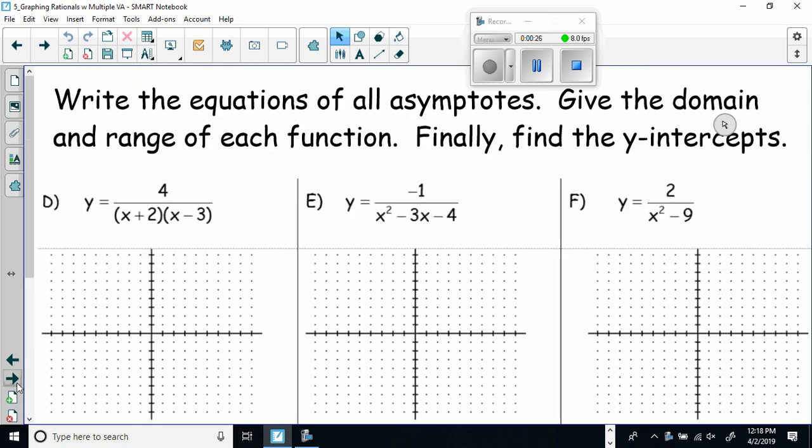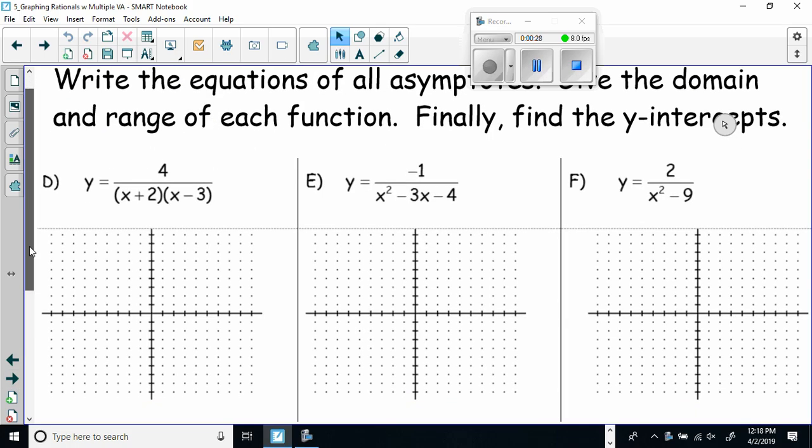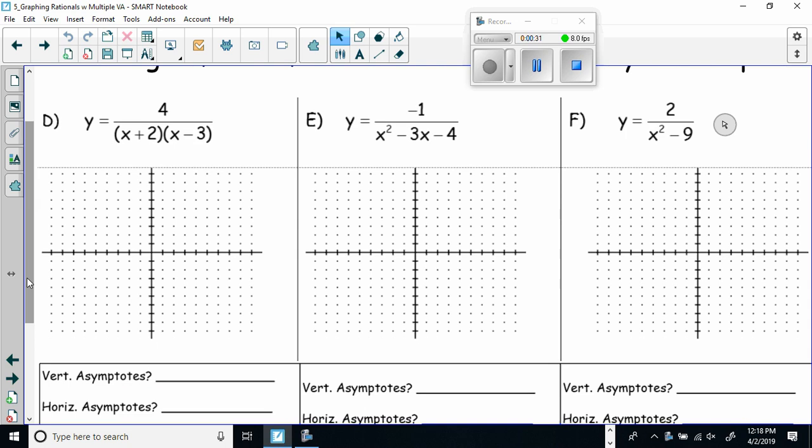All right, so let's look at this first example. Now the denominator is already factored, so it's saving us a little bit of work. If you look at the denominator, can you identify the excluded values? What are my excluded values? -2 and +3. So those excluded values are going to be our vertical asymptotes. So x equals -2 and x equals +3.